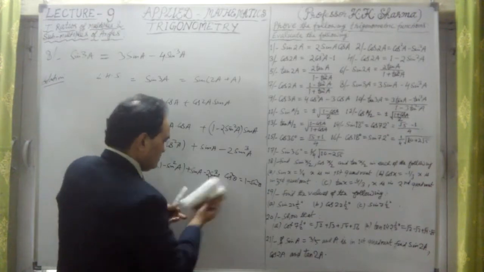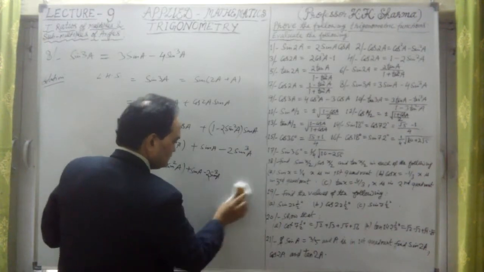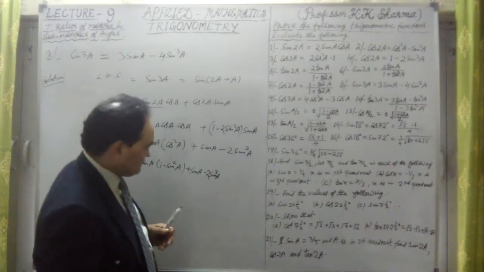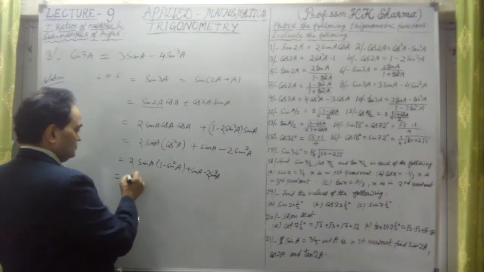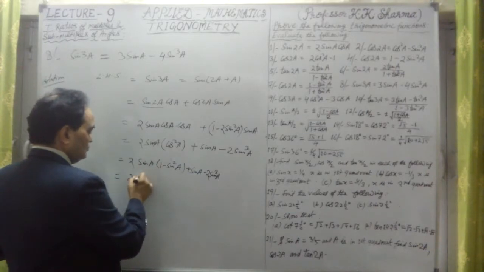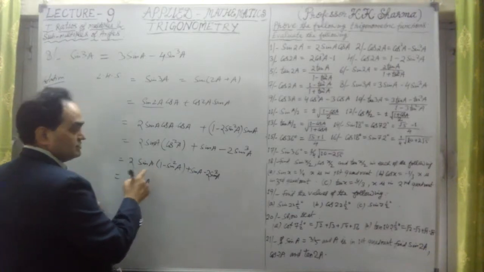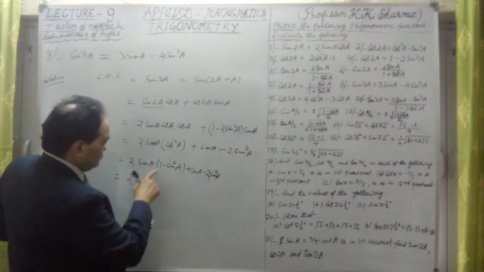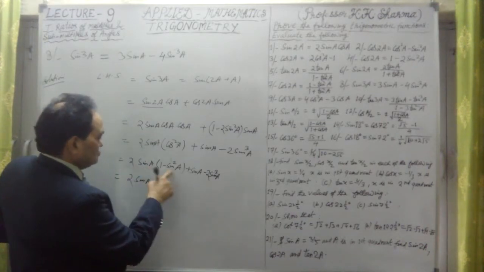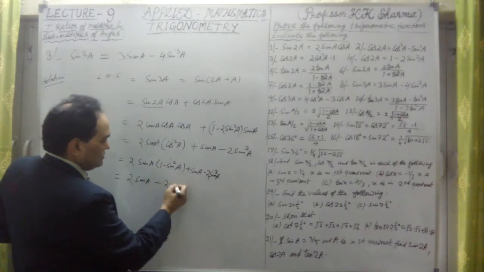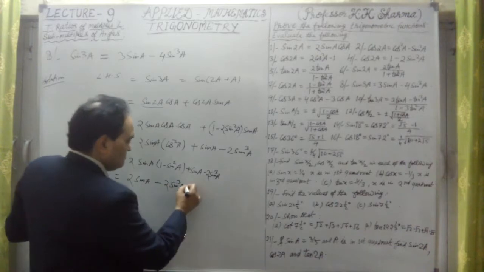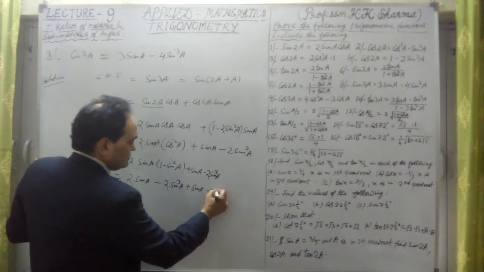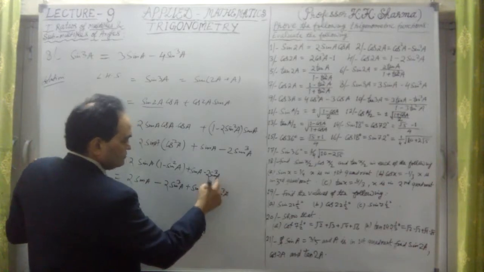Okay, let me now remove this. Since cos square theta is equal to 1 minus sine square theta, I have cos square A as 1 minus sine square A. This is multiplying again 2 sine A into 1. This is 2 sine A minus 2 into sine A into sine square A, sine cube A, plus sine A, this one, minus 2 sine cube A, this one.